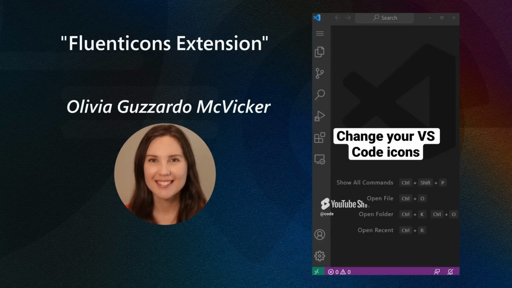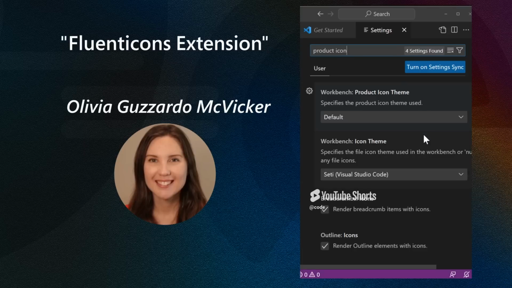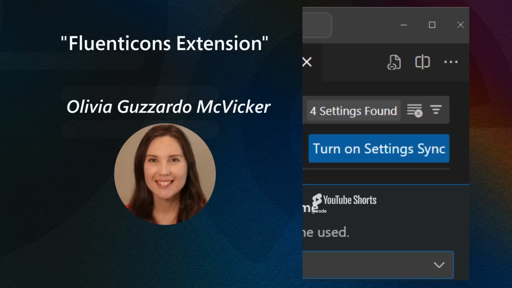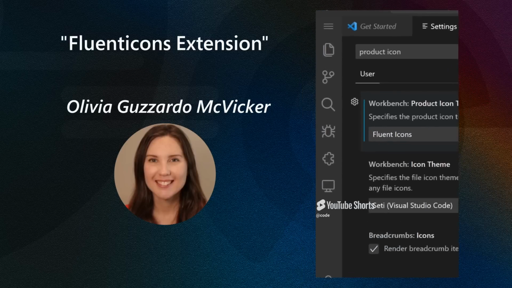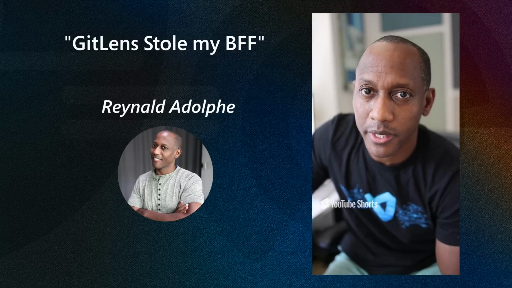Looking for a way to spice up your VS Code? Then install the Fluenticons extension. In your settings, change your product icon theme to Fluenticons. It changes icons all throughout the editor to simplified shapes with rounded corners. Look at the sidebar now. How sleek is that?